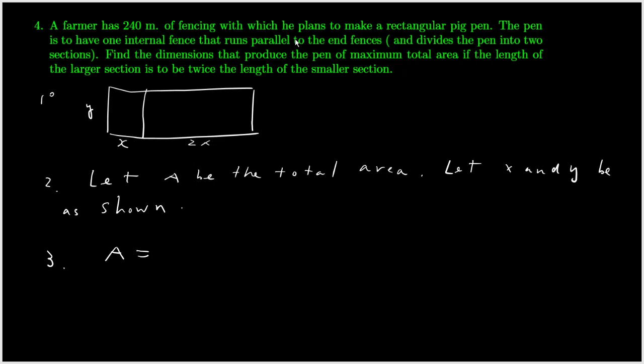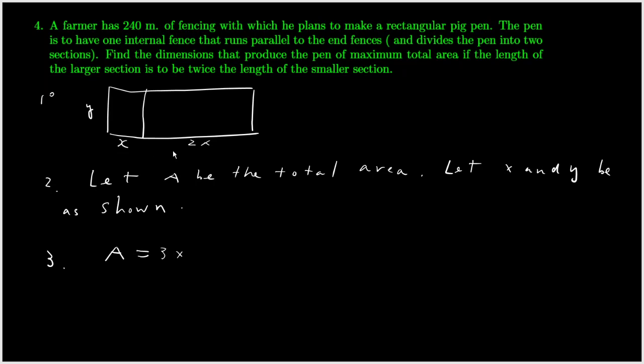The area of a rectangle is the length times width. So what is the length? What is the width? Anybody? Try something, please. How do you write A in terms of x and y? In terms of x and y, please. Three x, right?